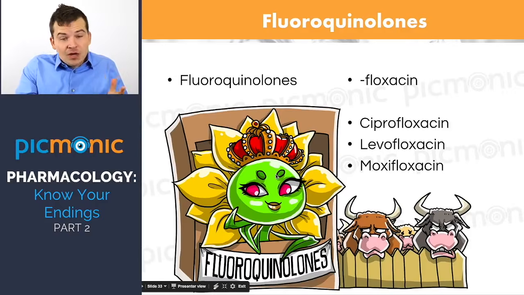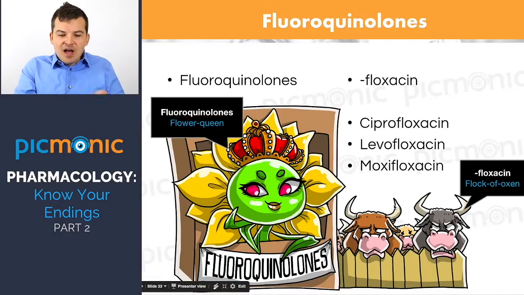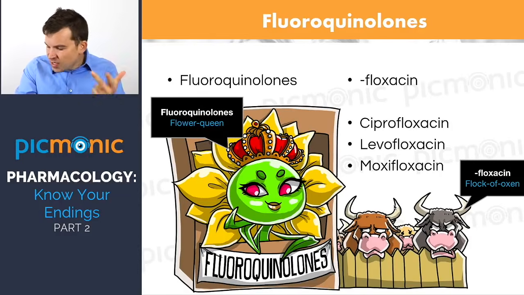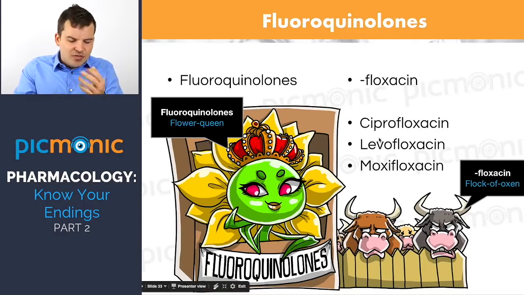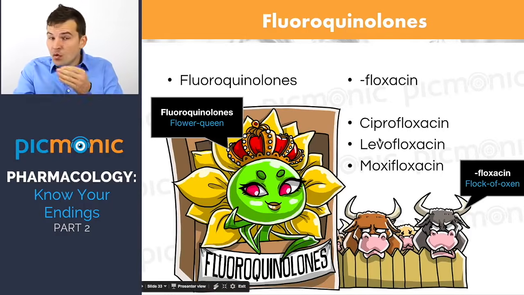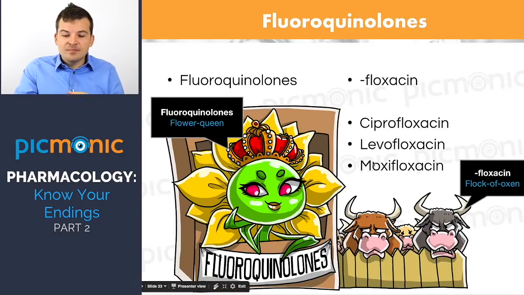But Flower Queen here, for fluoroquinolones, have what type of drug ending? And that's floxacin. So we've got our flockavoxin. Flockavoxin, Flower Queen, fluoroquinolones. Ciprofloxacin, levofloxacin, moxifloxacin, ofloxacin. There's several different floxacins in there. So I just got 3 here.